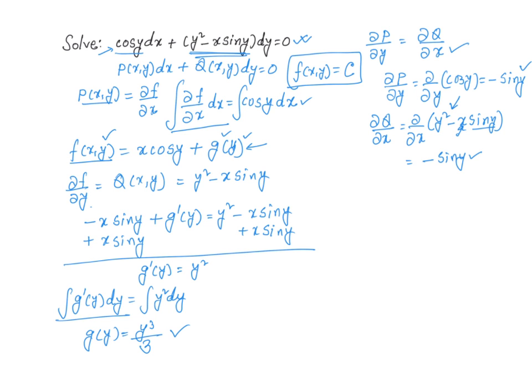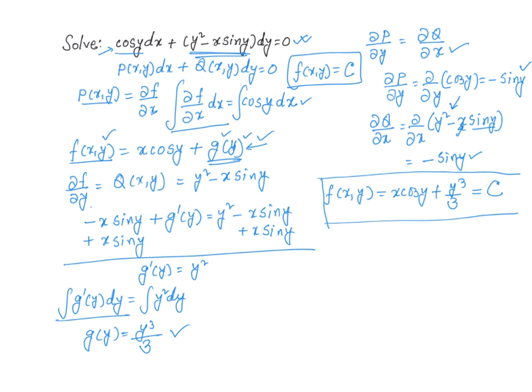Now I can take this g of y and plug it into right here. That's going to give me f of x comma y is equal to x cosine of y plus y cube over 3. Now this, by the way, is the function that we have been looking for, and our general solution is going to be this equal to some constant. So this is the solution to the exact differential equation that we are trying to solve. I hope that this discussion was helpful. Thank you so very much.